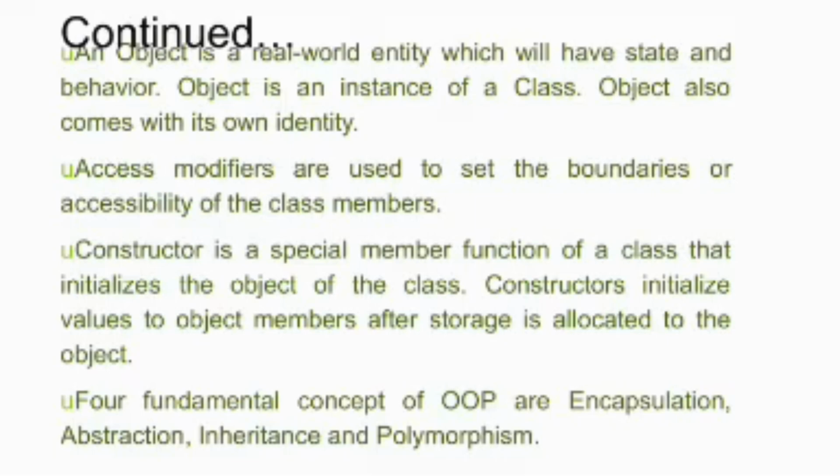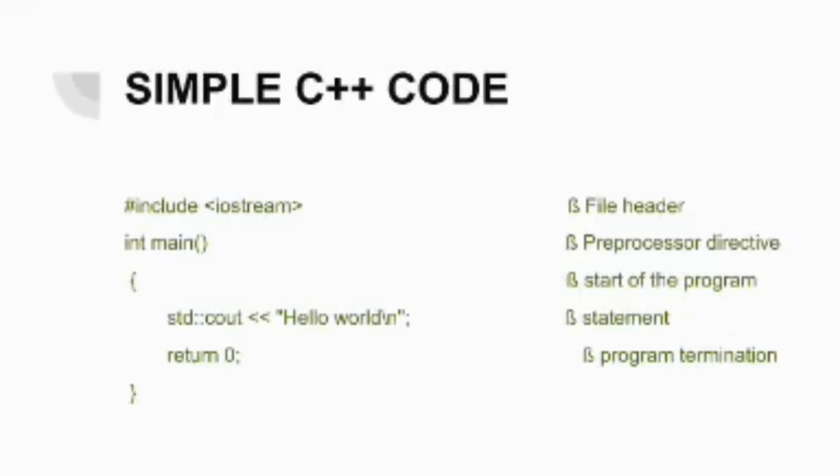An object is a real world entity which has state and behavior. An object is an instance of a class. An object also comes with its own identity. Access modifiers are used to set the boundaries or accessibility of a class member. A constructor is a special member function of a class that initializes the objects of the class. Constructors initialize the values of the object members after storage is allocated to the object. The four fundamental concepts of OOPS are encapsulation, abstraction, inheritance, and polymorphism.